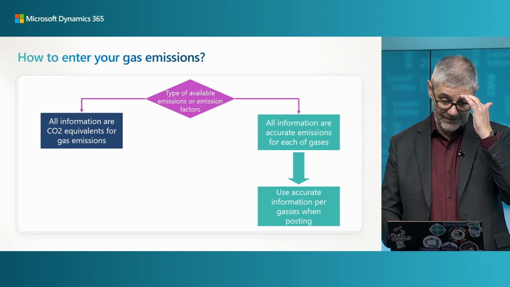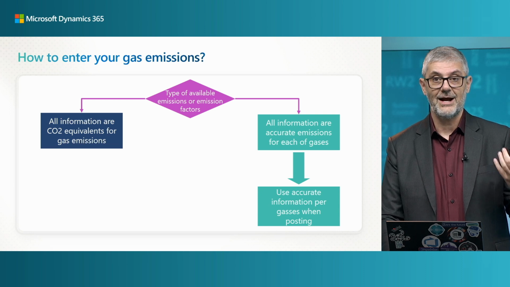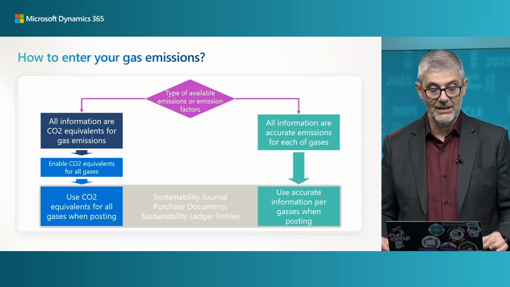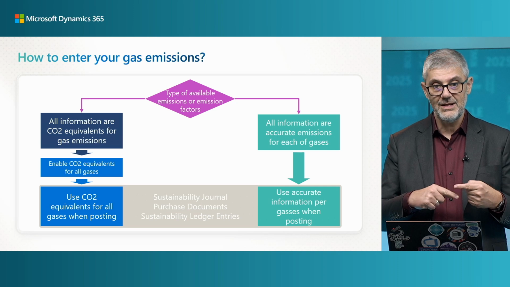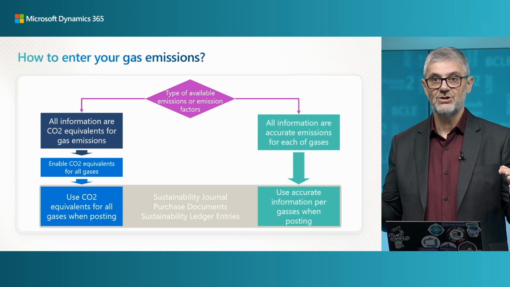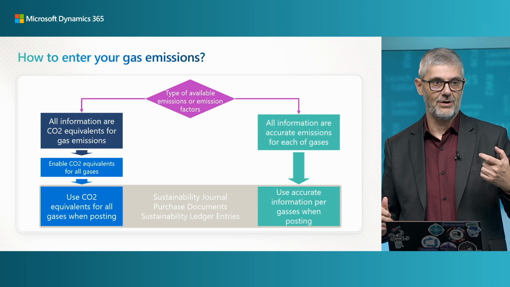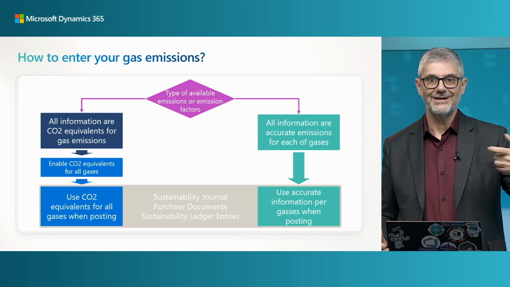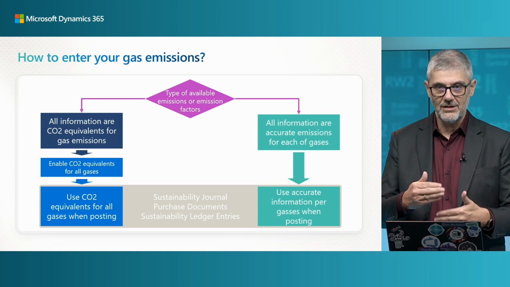But if you want to use all information as a carbon dioxide equivalent for all gas emissions, you need to go to sustainability setup and enable carbon equivalence for all gases. From this moment, you will see changes in all your pages. All your pages will show different captions for emissions. Earlier, for example, you could find methane, CH4, default emission for CH4. Now it will say carbon equivalent for CH4.